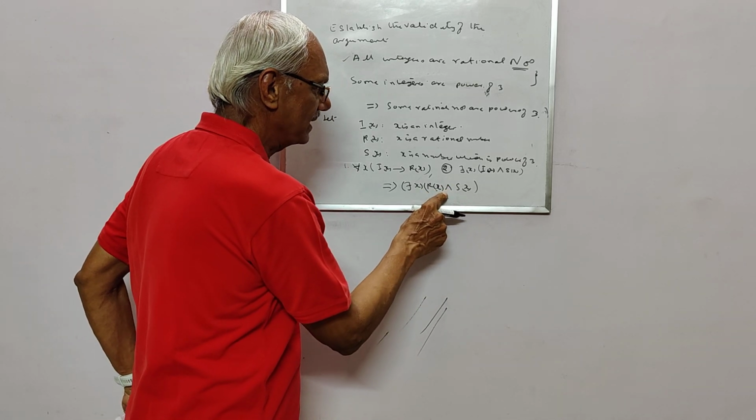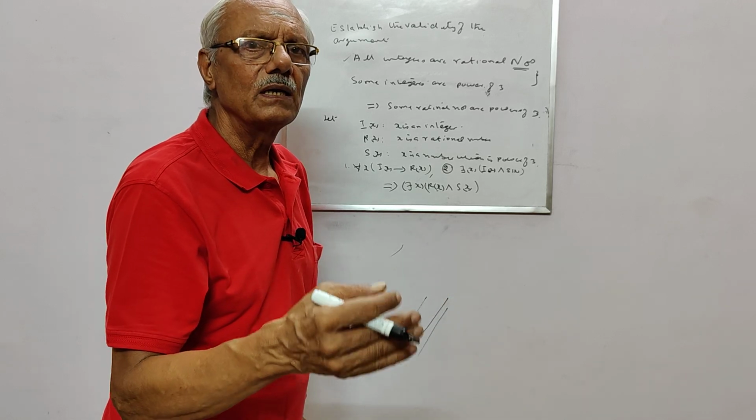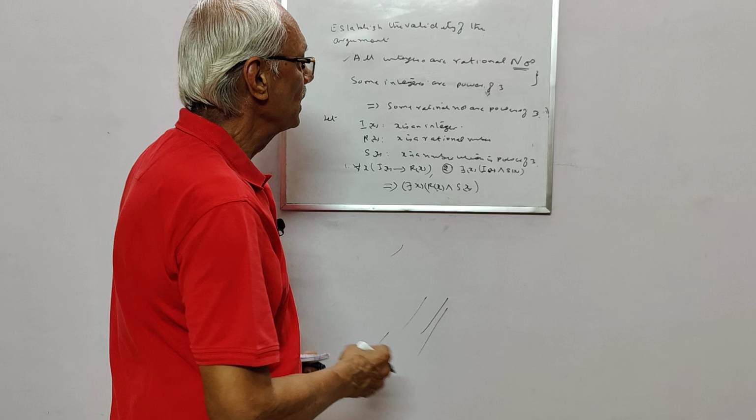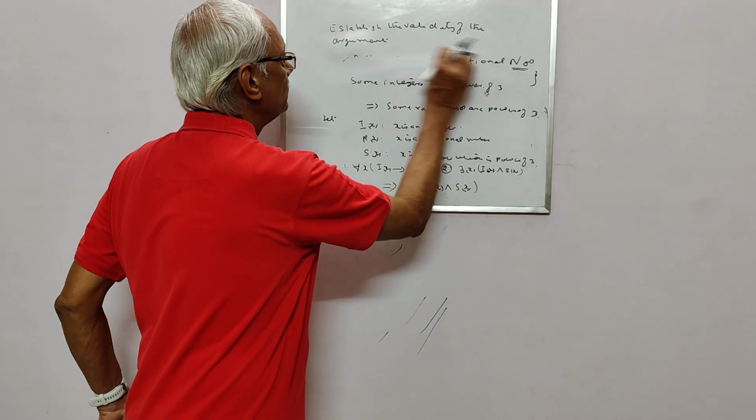There exists r of x. That means r of x is a rational number, and that it has to be a power of 3. That is only some, not all. Okay. Now how to do this? Now I'll rub off this.